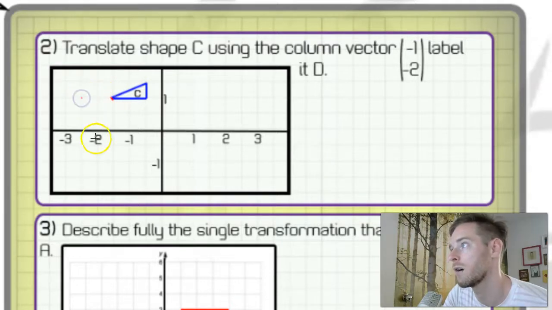Okay, so I'm going to move that over there, and then 2 units down. So 1 unit, 2 units. Okay, that's where that point is going to now be. Our new shape that we're going to draw is going to start there. So I'm going to just draw that in. Okay, exactly the same size, exactly the same shape.